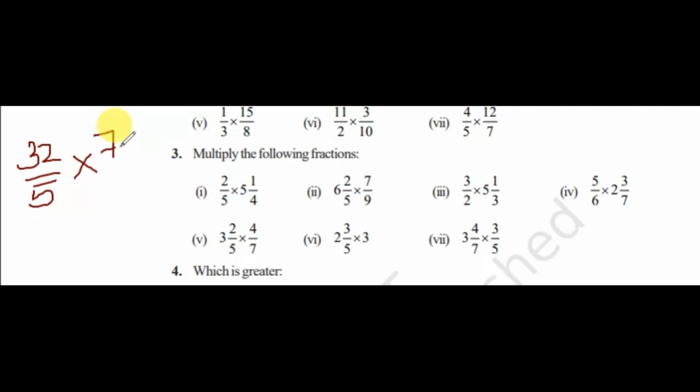into 7 by 9. Now here you see, is there any term cancelling? No, nothing is cancelling out. So we have to multiply and then write the answer. 7 2s are 14, carry 1, 7 3s are 21, 22 and 5 9s are 45. So this is the answer, 224 by 45.